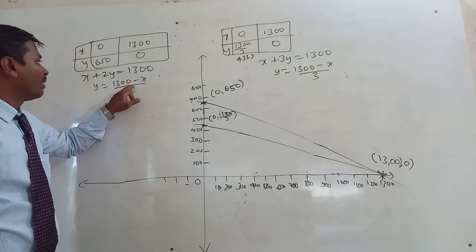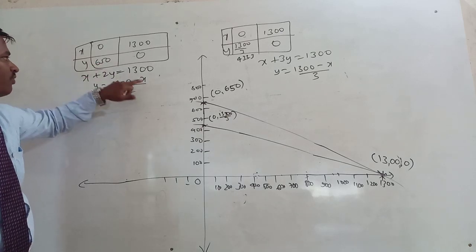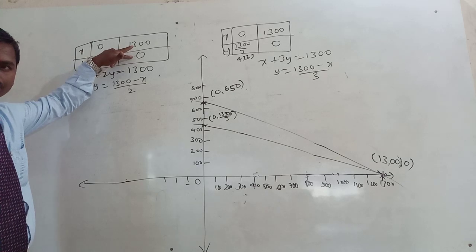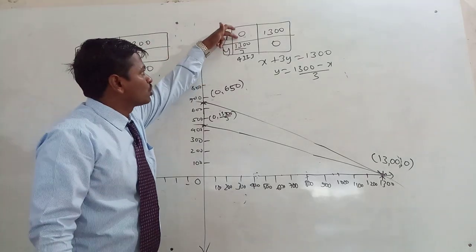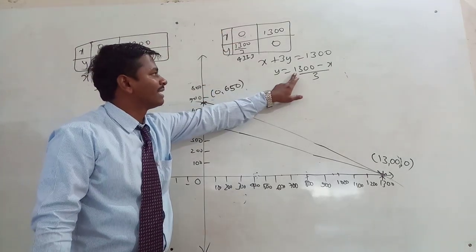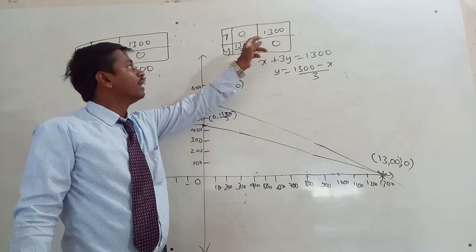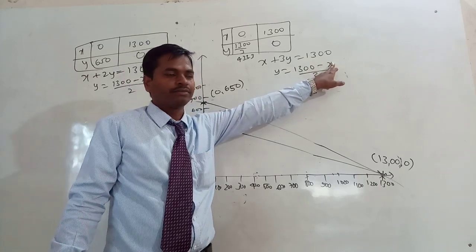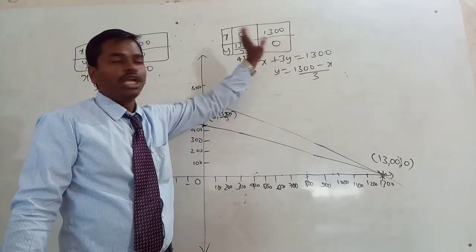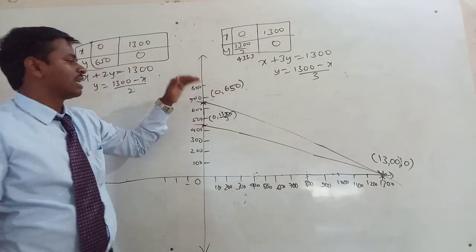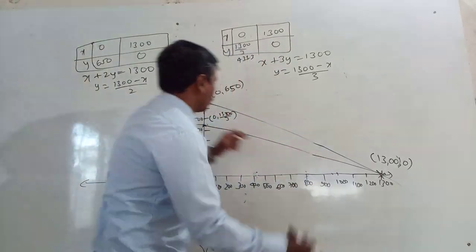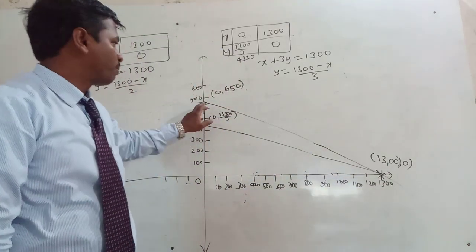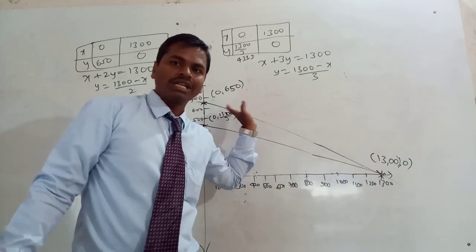In the same way, when x equal to 0, y value is 650. When x equal to 1300, y value is 0. Here, when x equal to 0, y value is 1300 by 3. When x equal to 1300, 1300 minus 1300 is 0, that's why y will become 0. Using these two pairs of values, I will draw two lines. I will mark 2 points and join the 2 points for the first line.